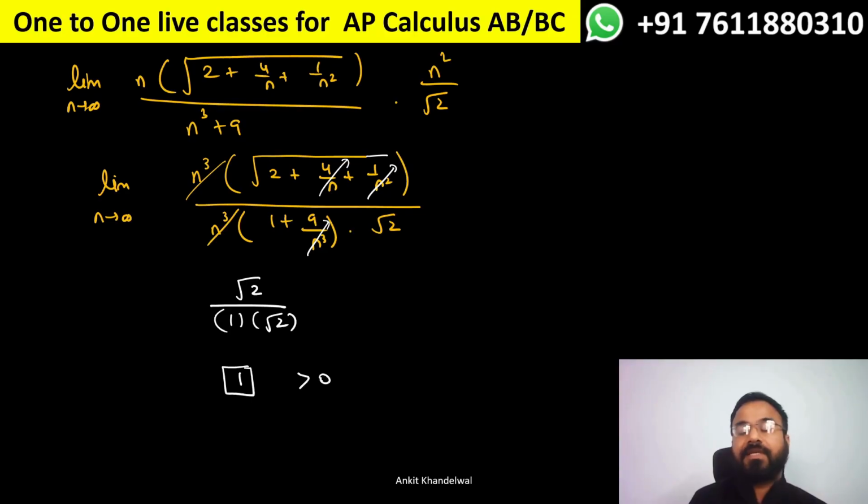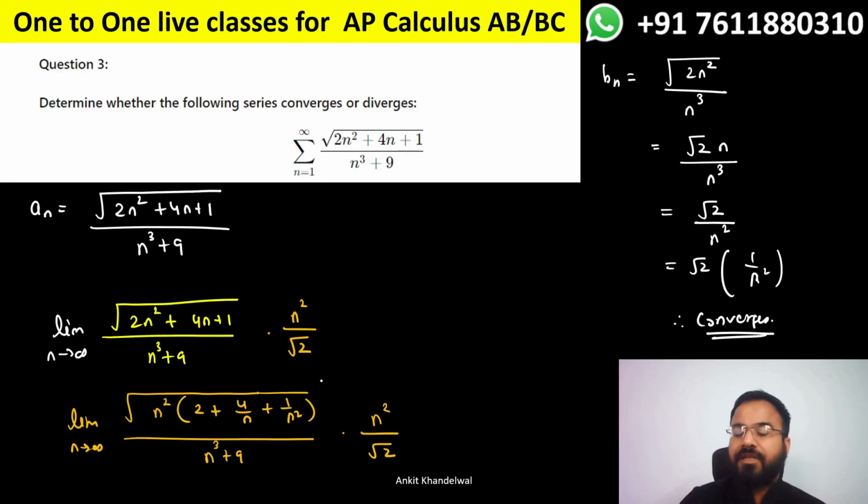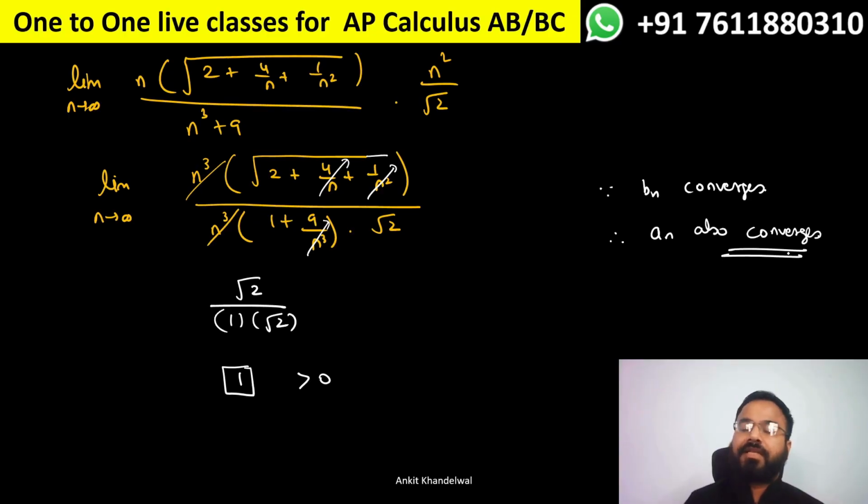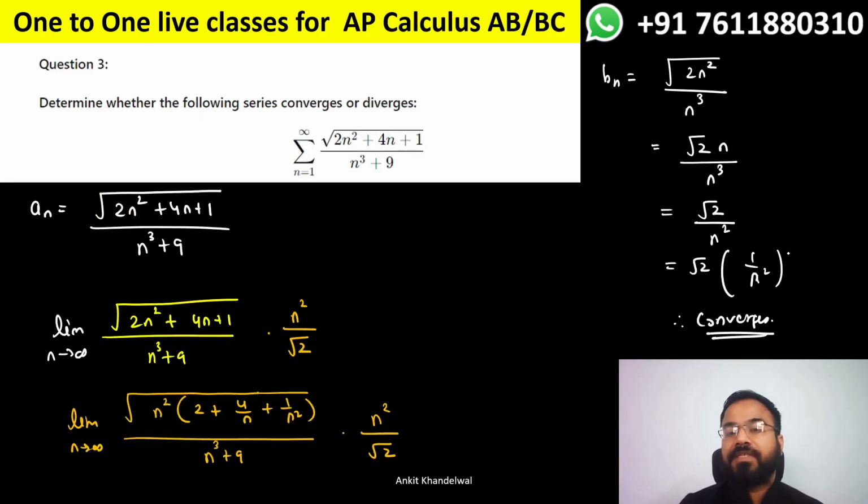Now since 1 is again greater than 0, positive and finite, both will have the same nature. So we know that Bn converges. Since Bn converges, therefore An also converges. That is how we can comment upon the nature of the An. We are not comparing which is smaller, which is greater. We are just assuming Bn and taking the limit of the ratio. That's how we have to perform the limit comparison test.